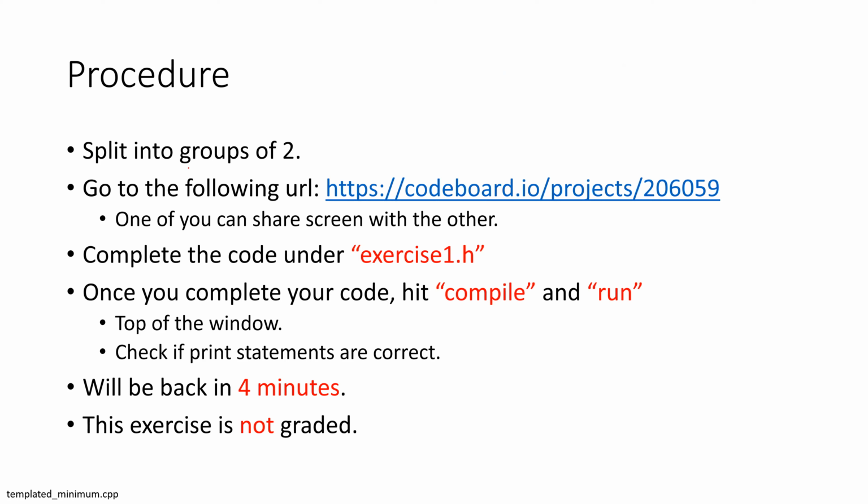Okay, so procedure. You're going to go to this IDE that hopefully you've already signed up for. So go to this URL, https://codeboard.io projects 206059. We've set up a little project for you. There's code in exercise 1.h where you've already been given the skeleton of this minimum function.